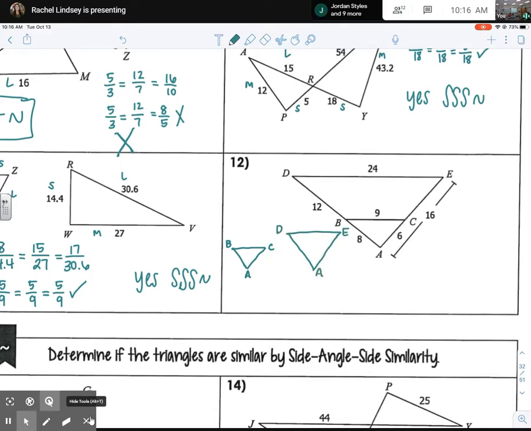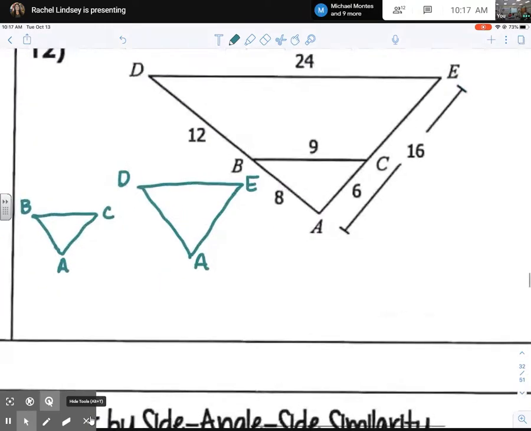So again, if I have the baby and the mommy, I'll draw two separate triangles. I suggest you do two because it gets a little less confusing, in my opinion. So AB's 8, BC's 9, and AC is 6. D's 24. D to A is 12 plus 8, which is what? 20. And then A to E already tells you it is 16.